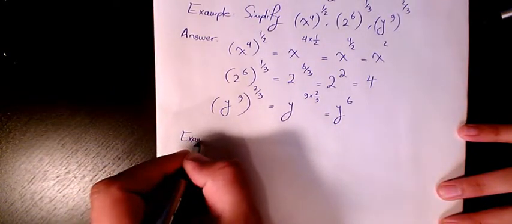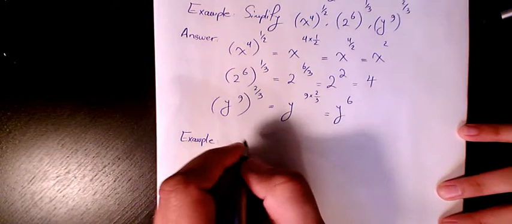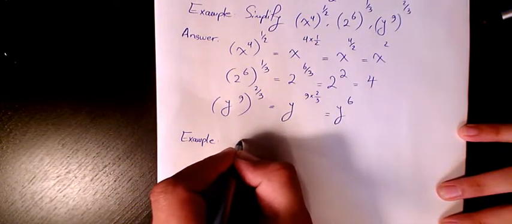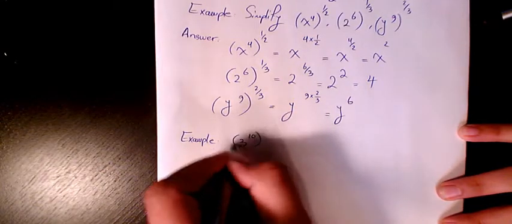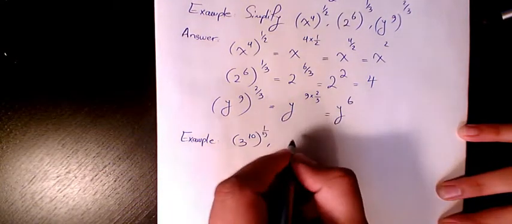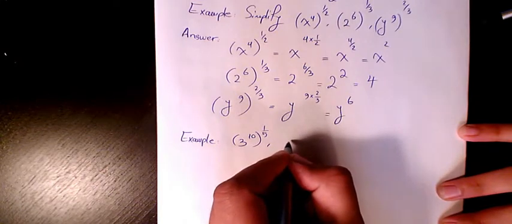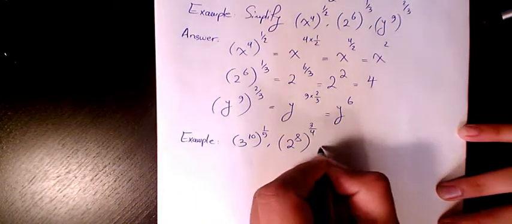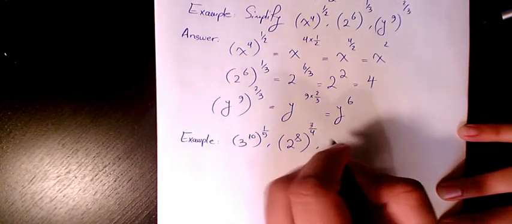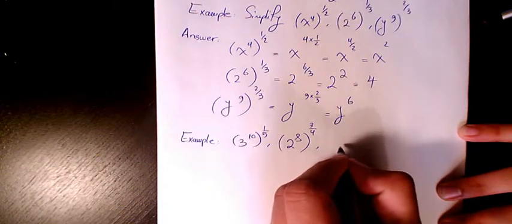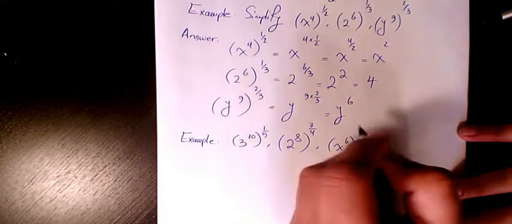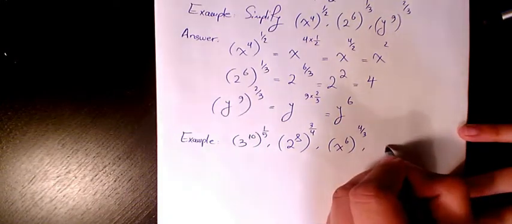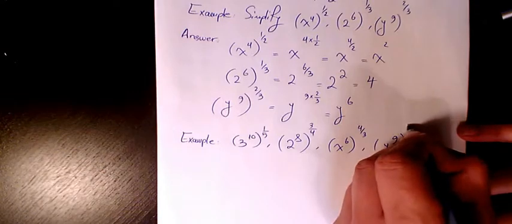Next example: 3 to the power of 10, to the power of 1 over 5; 2 to the power of 8, to the power of 3 over 4; x to the power of 6, to the power of 4 over 3; and then we have y to the power of 9, to the power of 2 over 9.